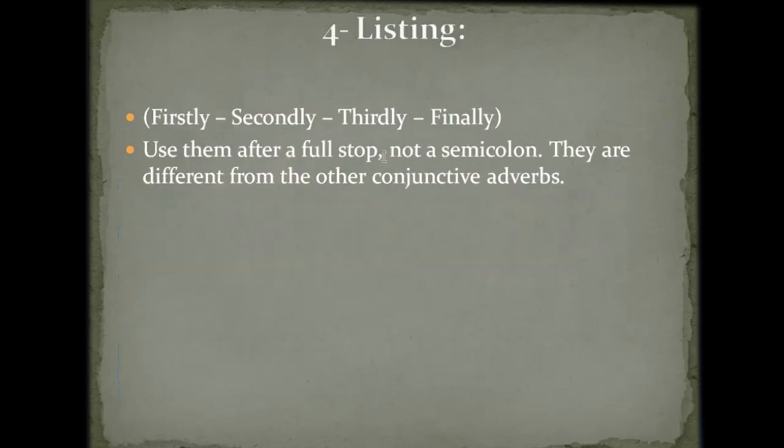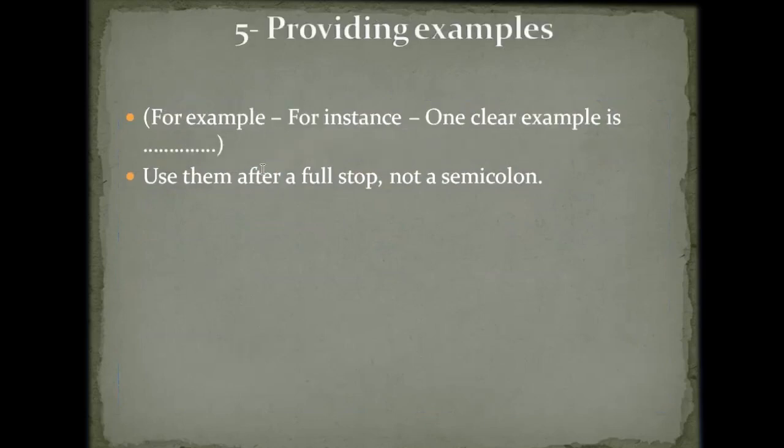Okay, this is easy. Listing, if you want to list some items, you say firstly, secondly, thirdly, finally, but use them after a full stop, not a semicolon. They are different from the other words. So make sure that you use a full stop and then firstly, and a comma, and then you continue, not a semicolon with this one. Also, not a semicolon with these words. So if you're providing examples, use for example, for instance, one clear example, don't use a semicolon before them, use a full stop.